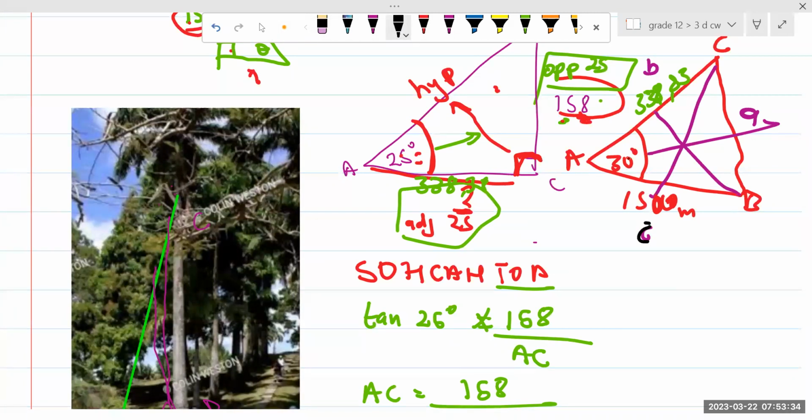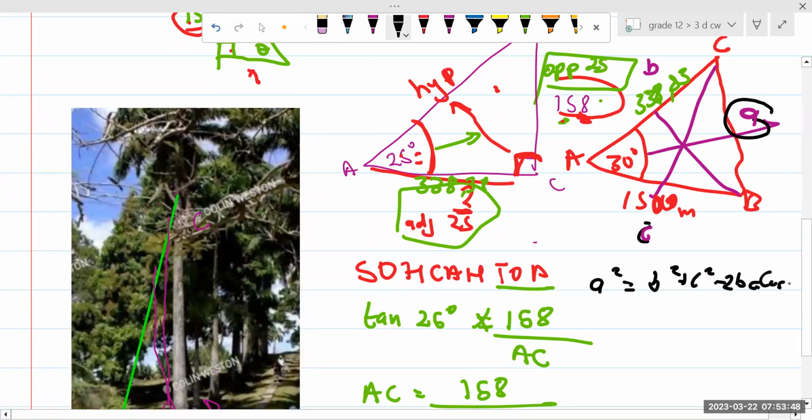Now, what are we looking for here? We are looking for a. If we are looking for a, then a squared is going to be given by b squared plus c squared minus 2bc multiplied by the cos of A. And then after this it is a matter of substitution.